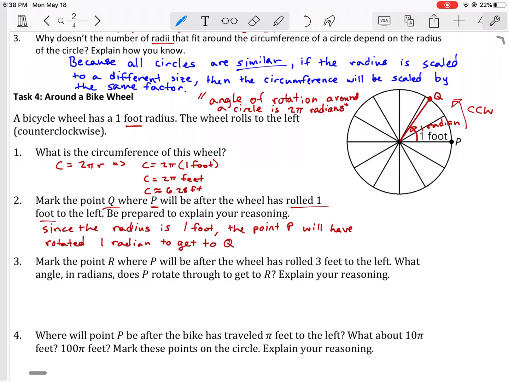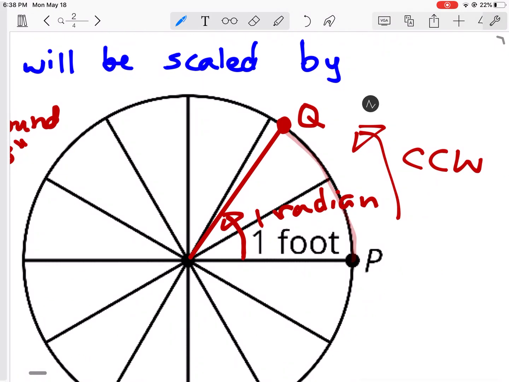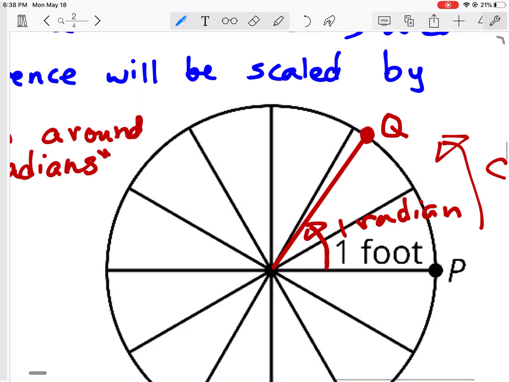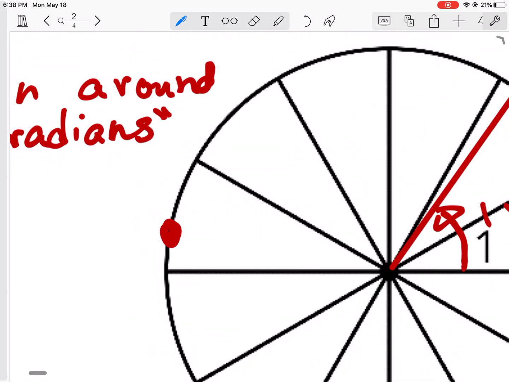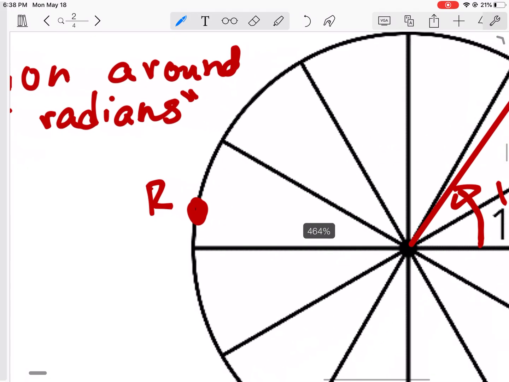Alright, same idea. Mark the point R where P will be after the wheel has rolled, this time 3 feet to the left. And what angle in radians does P rotate through to get to R? And explain your answer. Right. Same idea for me. This time though, instead of just going 1 foot of rotation, it went 3 feet. So I'd have another 1 foot and another 1 foot, which means just like in that demo I showed you, it would probably be about here. This will be the point R. Not quite halfway around because it was only 3 feet. So R will be approximately there.